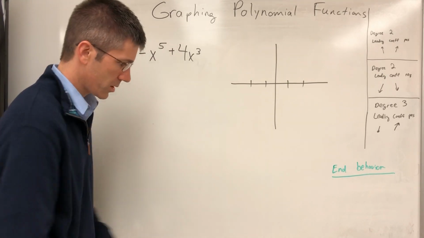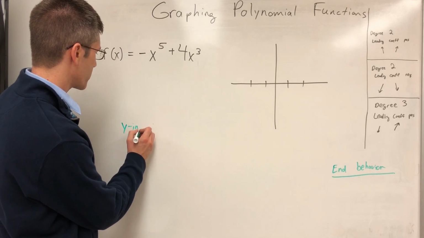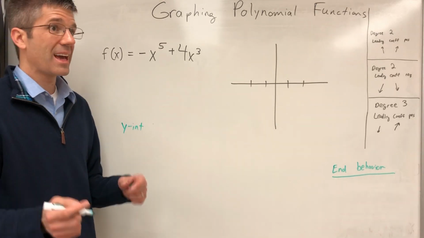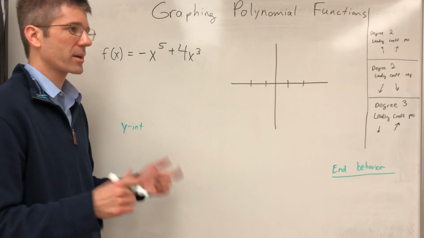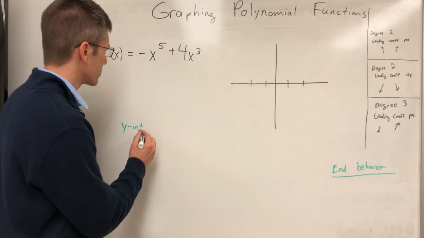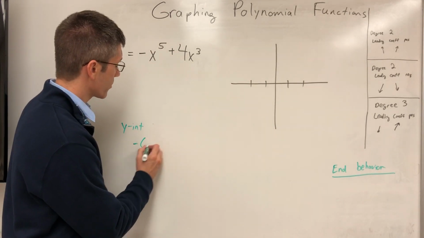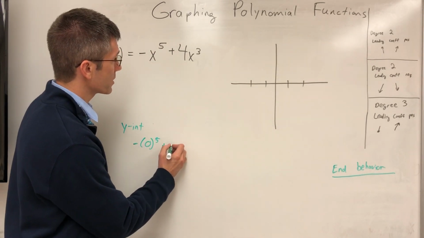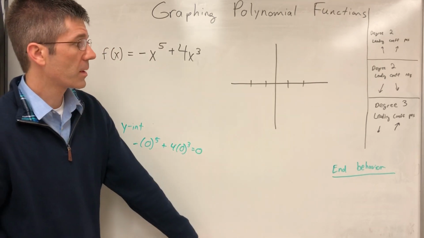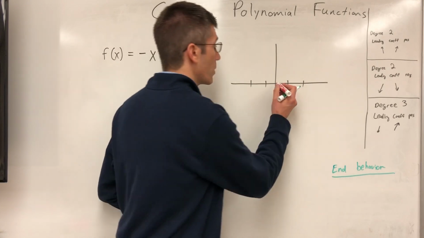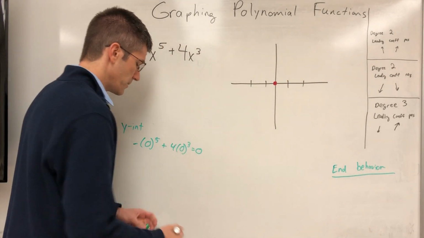I like to start with my green marker on my y-intercept. My y-intercept is where I cross the y-axis. I plug in 0 for x. That was wordy, but here it goes. Plug in 0 here and here. I'm going fast, y'all. Negative 0 to the 5th plus 4 times 0 to the 3rd. That is 0. That tells me that my y-intercept is at 0, which really tells me I also have an x-intercept at 0, but we'll get there.